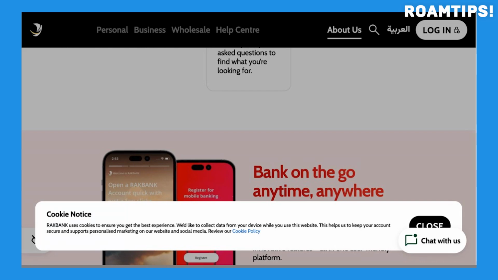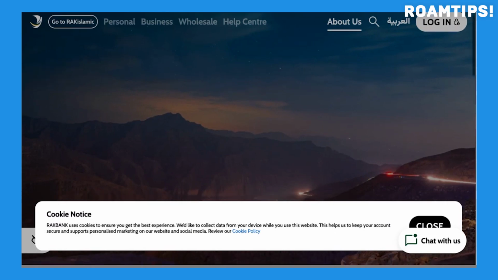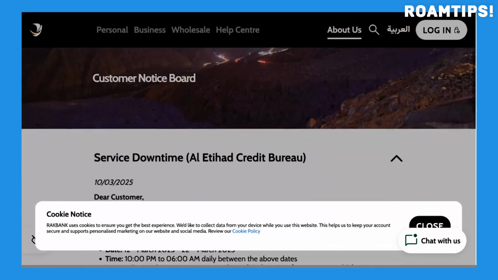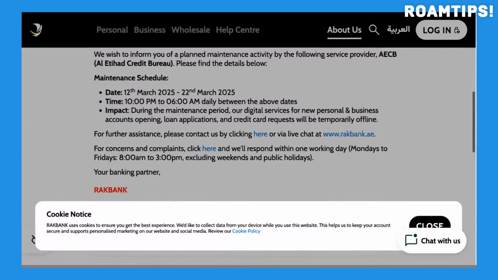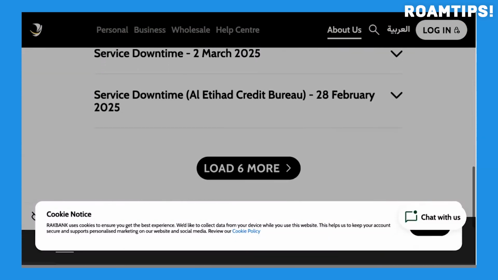Exploring the site further might reveal additional functionalities, such as secure messaging systems for account holders, or perhaps access to online applications for various banking products and services. Therefore, visiting https://rakbank.ae/wps/portal/RAKBankN serves as a comprehensive starting point for anyone interested in learning more about RAKBank and its offerings.